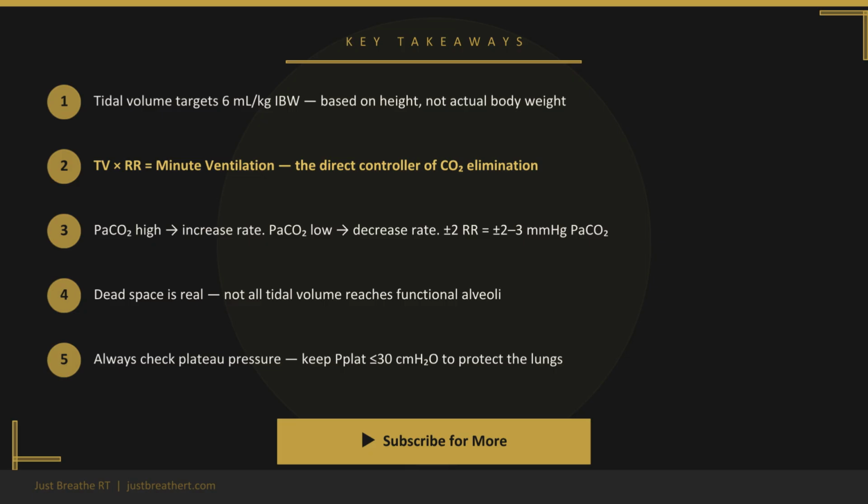Tidal volume is the size of each breath. Set it at 6 milliliters per kilogram of ideal body weight, calculated from height, not actual weight. Respiratory rate is how many of those breaths we deliver per minute. Multiplied together, they give you minute ventilation, and minute ventilation is what controls CO2. PaCO2 too high? Increase the rate. PaCO2 too low? Decrease it.